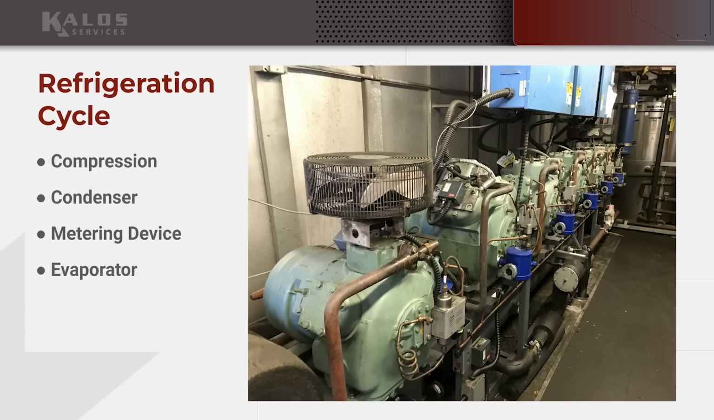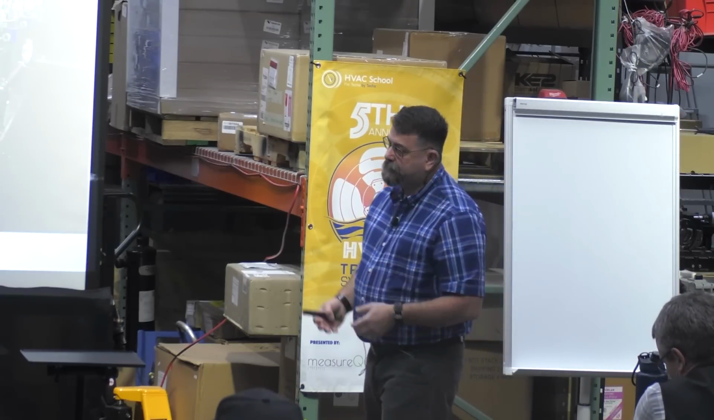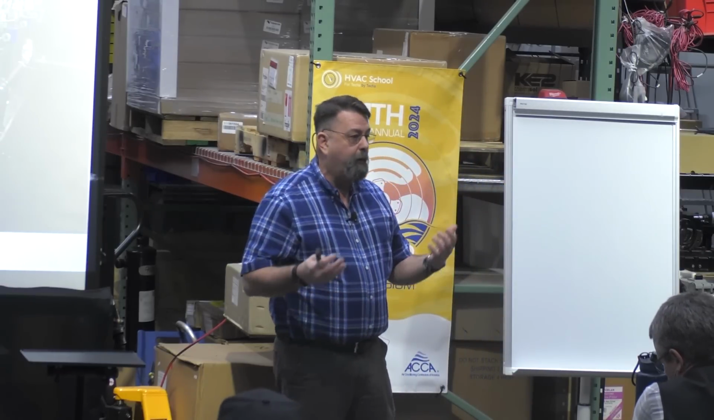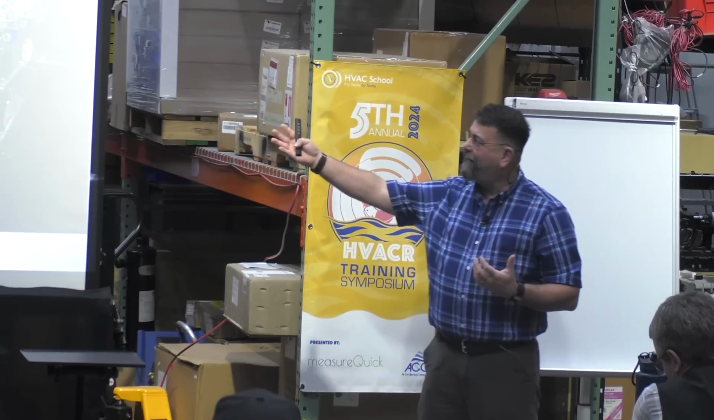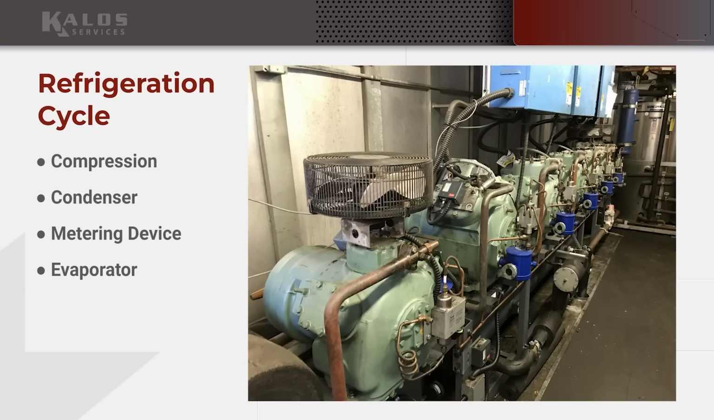So what we've done is we just take a bunch of compressors and we're going to pipe their discharges together so they have one common discharge. We're going to pipe their suctions together so we have one common suction. Well, when we do that, what we actually create is one very large variable capacity compressor.